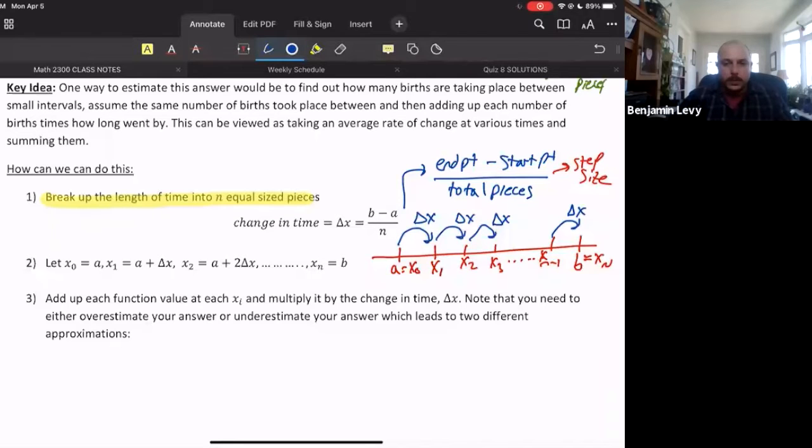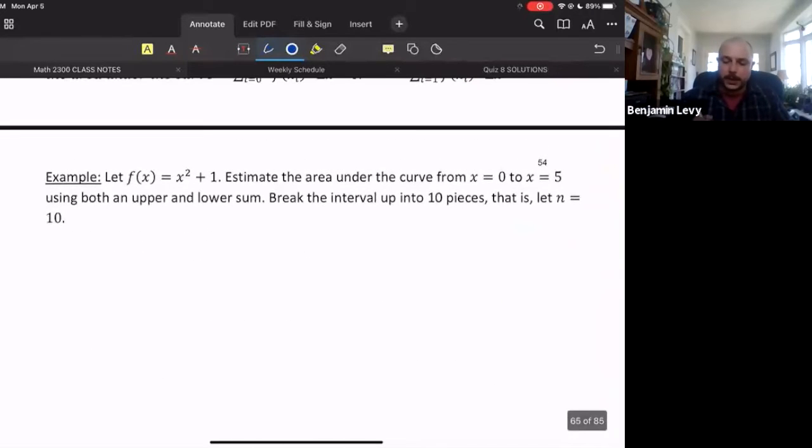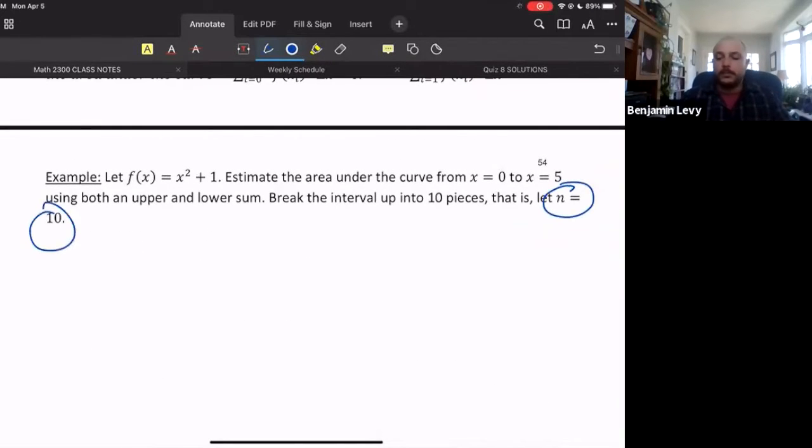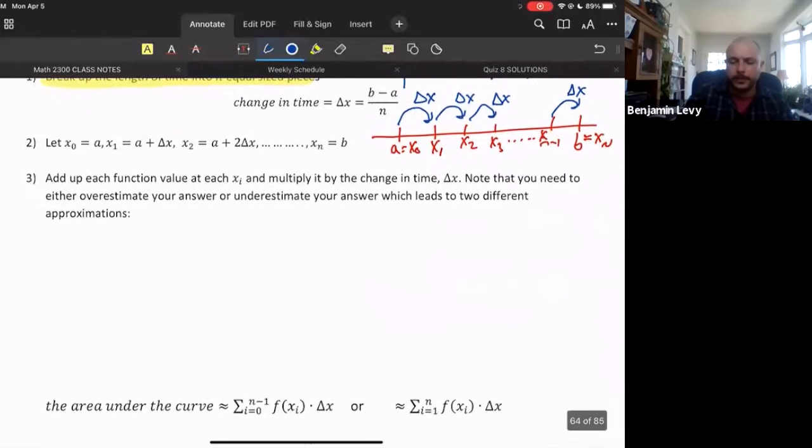How do we know how many pieces we should divide it into? Yeah, so practically speaking, the problem will just say, hey, use this many pieces. For example, we look at this example here. It says let n equal 10. So it's one of the things that's given. If you were going to choose it, you would just choose one at random, but you'll never have to choose it yourself. It's always part of the problem.